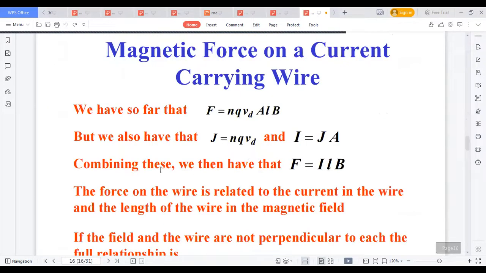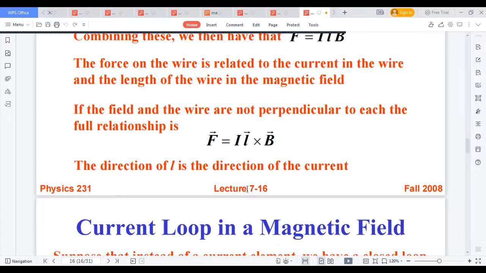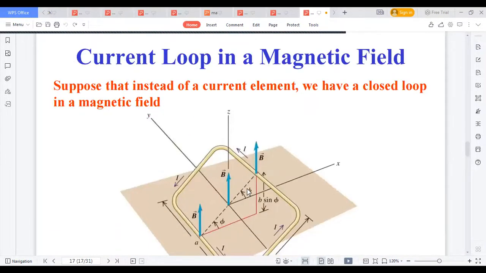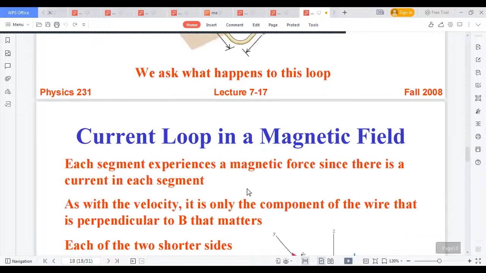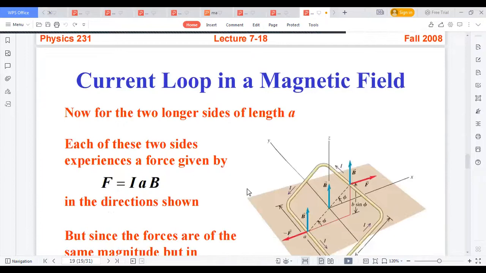Magnetic force on a current carrying wire: we have seen so far that F equals n q v_d L B, but we must know that J equals n q v_d and I equals J A. Then we get another relationship, perpendicular to each other. The full relationship is F equals I L cross B, where the direction of L is the direction of the current. Now, current loop in a magnetic field. Suppose that instead of a current element, we have a closed loop in a magnetic field. So this is a current loop in a magnetic field.